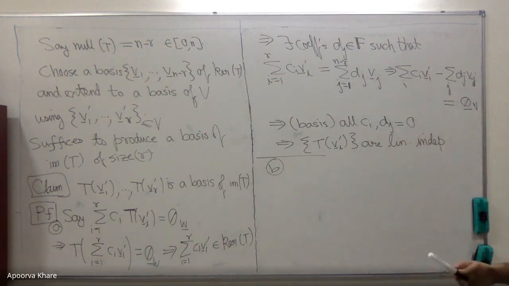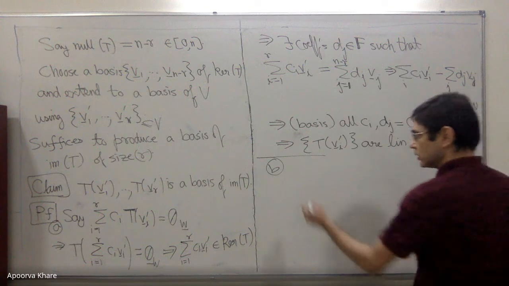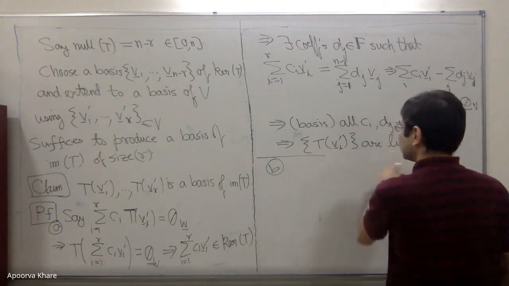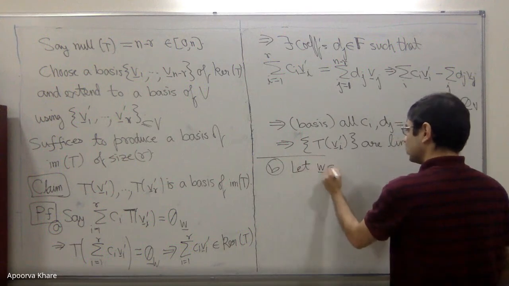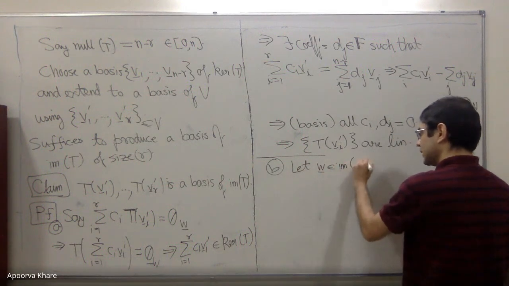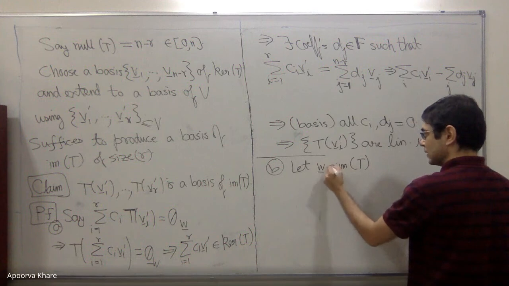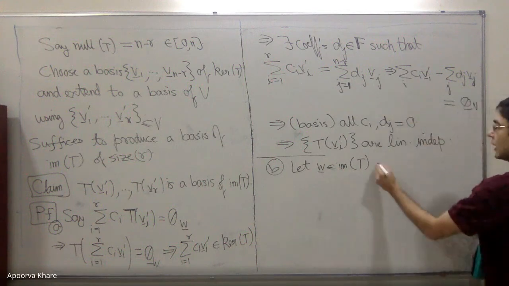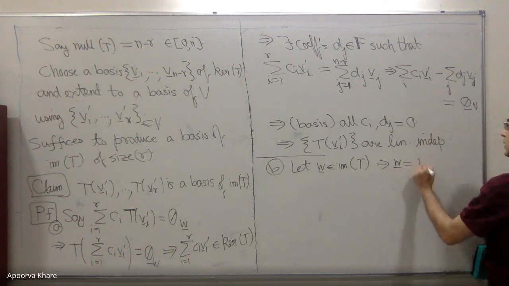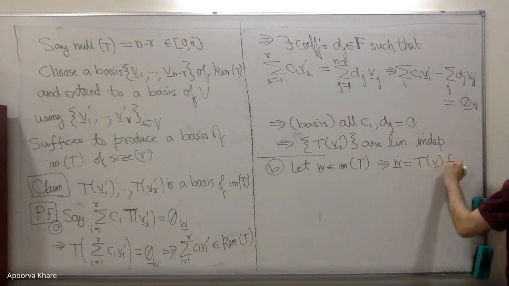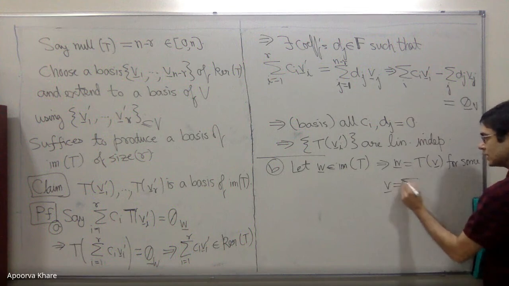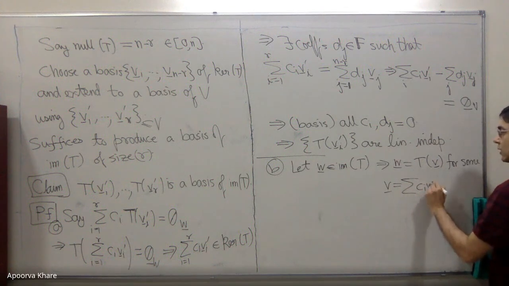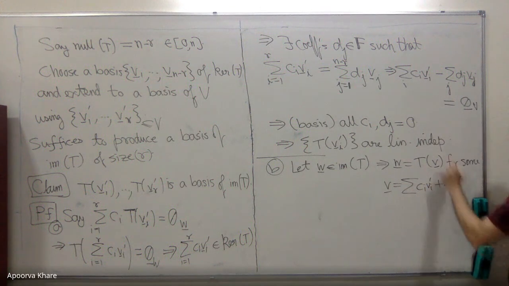Okay, so why is it a spanning set? That's literally a one minute job. So this is linearly independent, and now take any vector w in W, let w be in the image of T, right? You want to say it's a spanning set inside this subspace. This implies w equals T of v for some v. For some v, I'm going to write this v as summation ci v prime i plus dj vj.